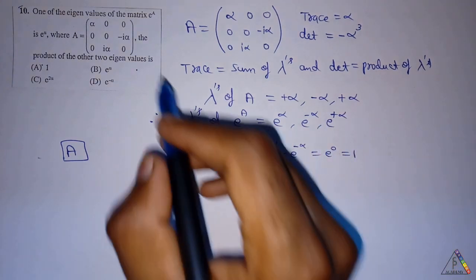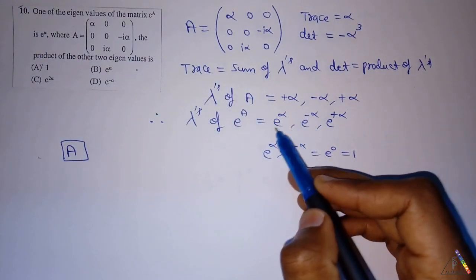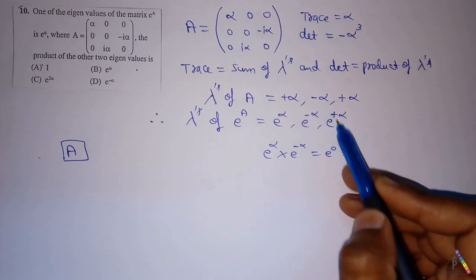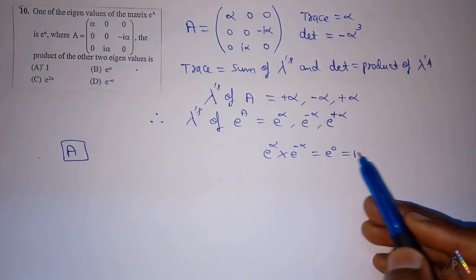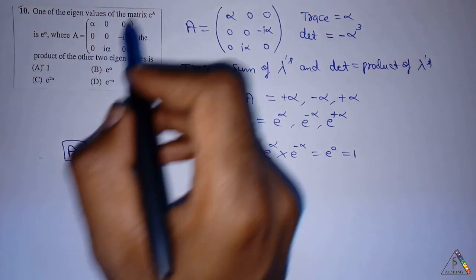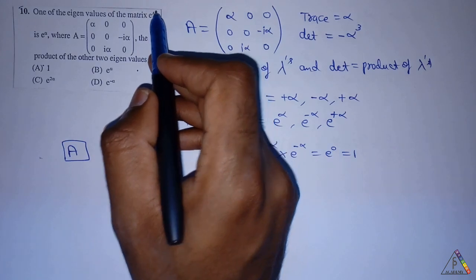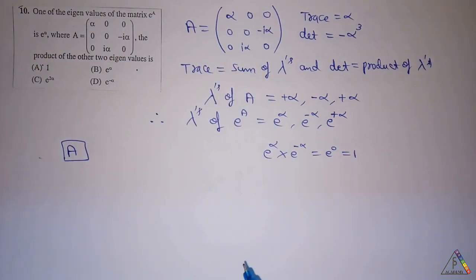Since one of the eigenvalues is e to the power alpha, as given, we have to find the product of the other two. The product of e to the power minus alpha and e to the power alpha will be e to the power 0, that is 1. Therefore, the product of the other two eigenvalues of e to the power A, eliminating the e to the power alpha eigenvalue, we get the answer as option A.